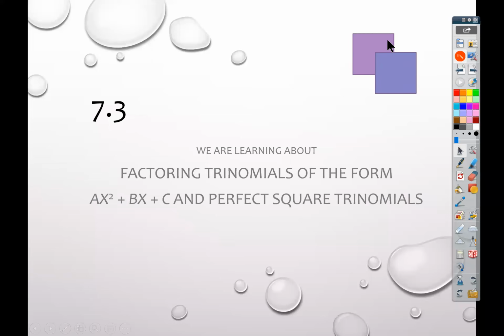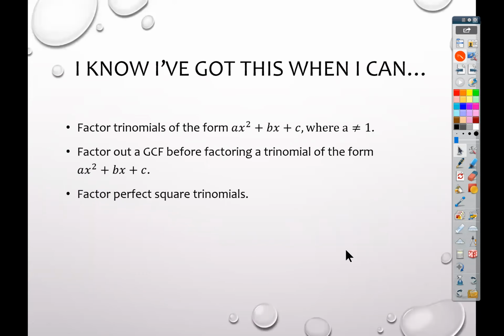All right, we already factored trinomials in the form x squared plus bx plus c. Today we're going to factor in the form ax squared plus bx plus c and perfect square trinomials. So now you will have a number in front of that quadratic term. So I know I've got this when I can factor trinomials in the form of ax squared plus bx plus c, where a doesn't equal 1.